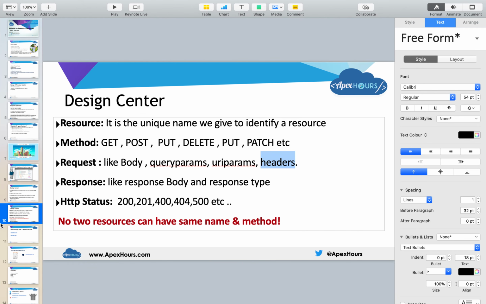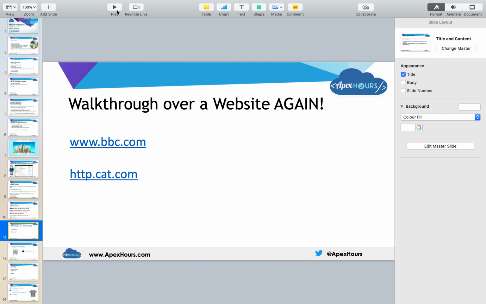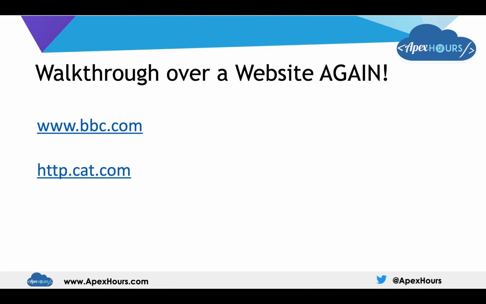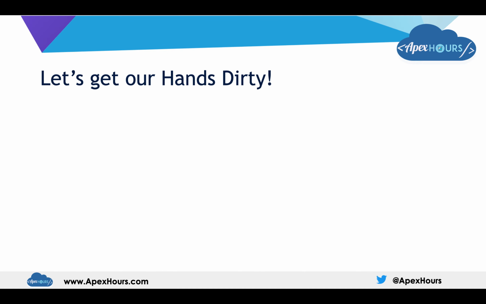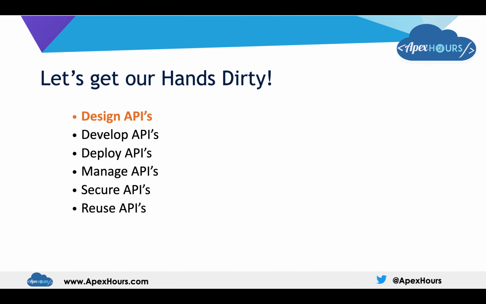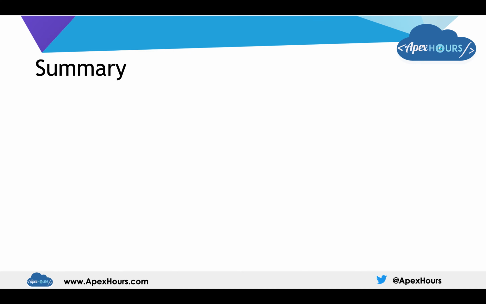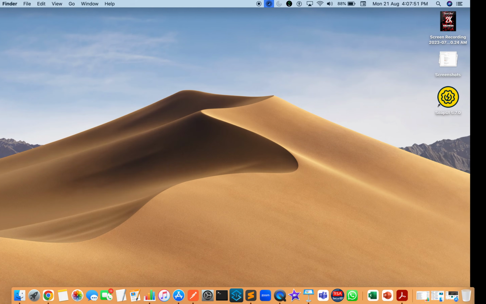Now that we have gone through the websites, let's get our hands dirty. So we are going to take part of the first phase of API lifecycle, that is designing APIs, where you can design in anypoint.mulesoft.com, which we call the AnyPoint platform. Out of that, we are using Design Center. So let's get back to the Design Center.